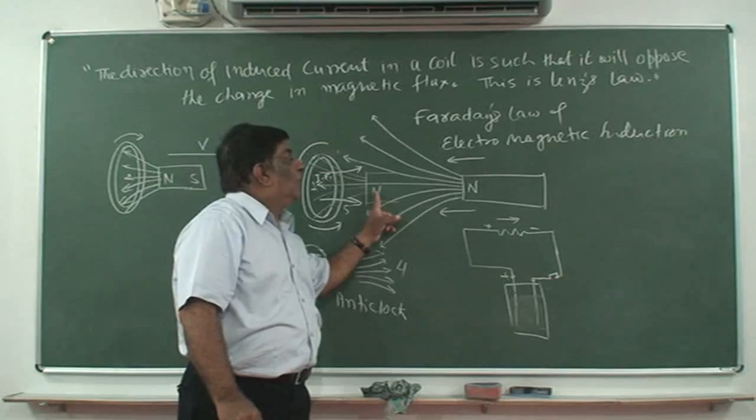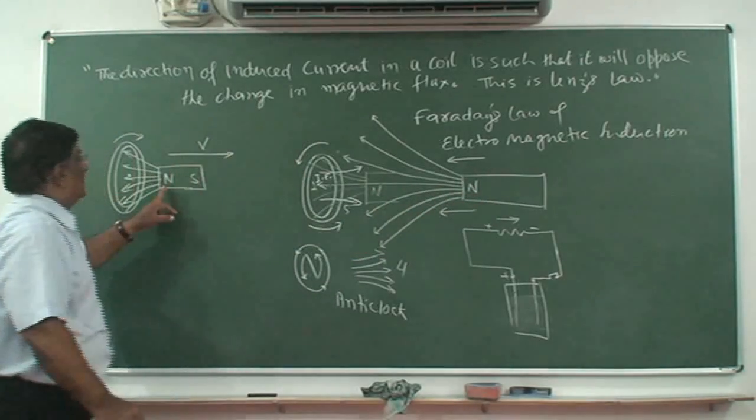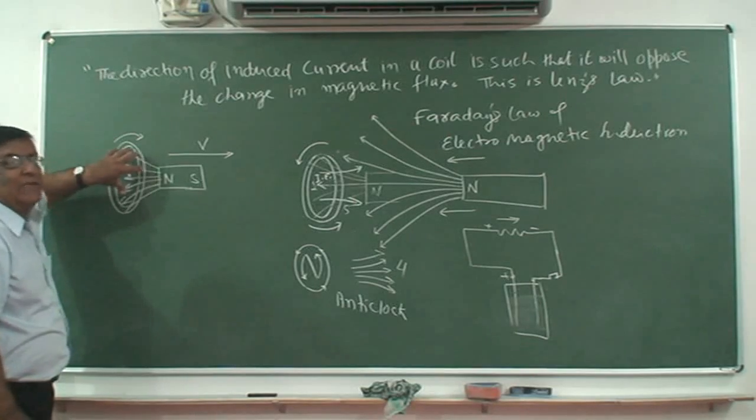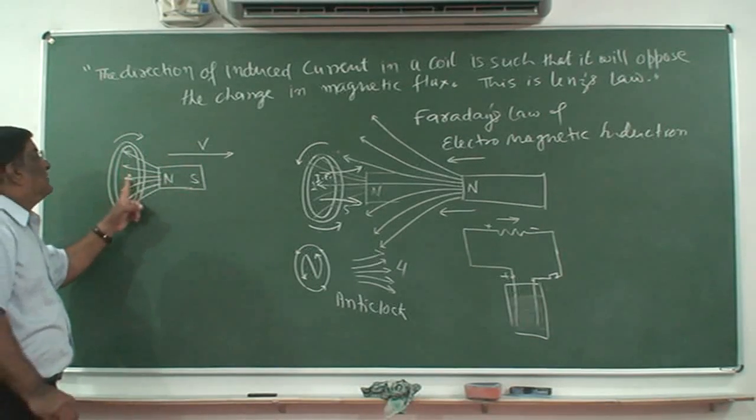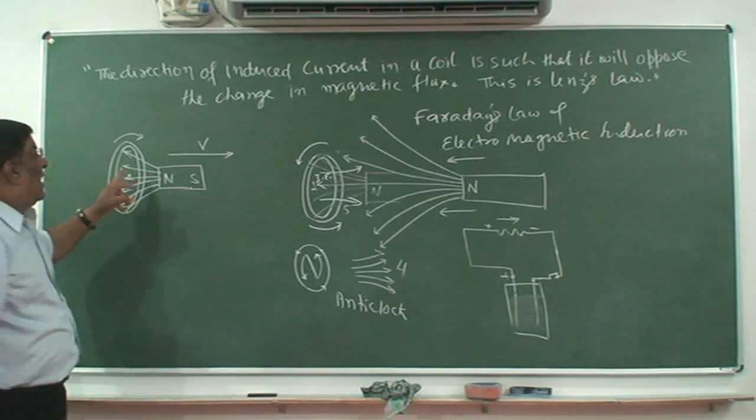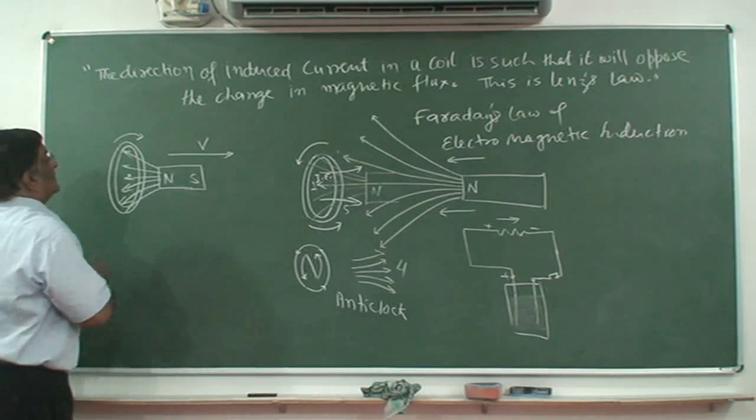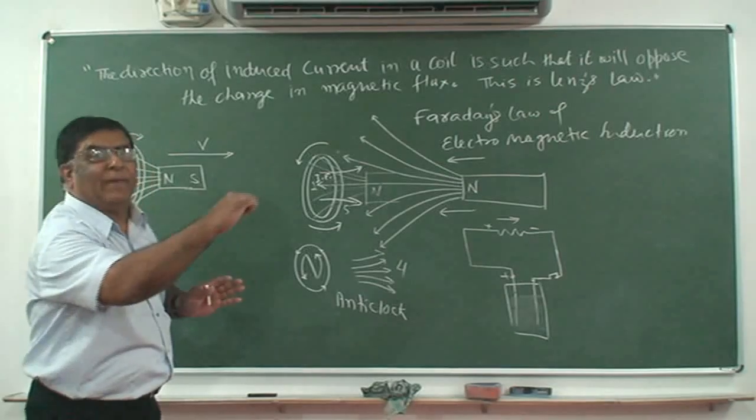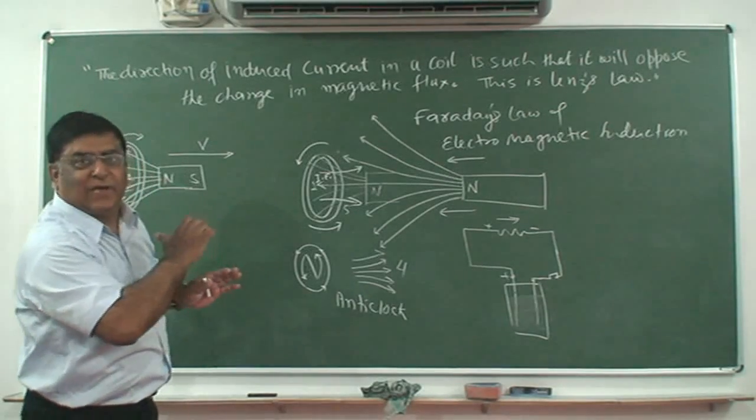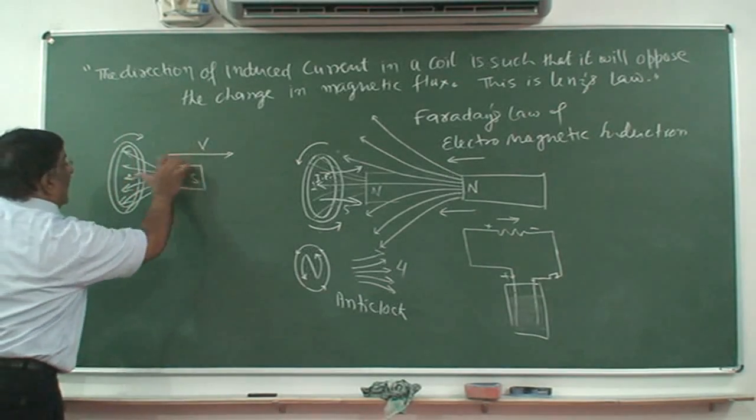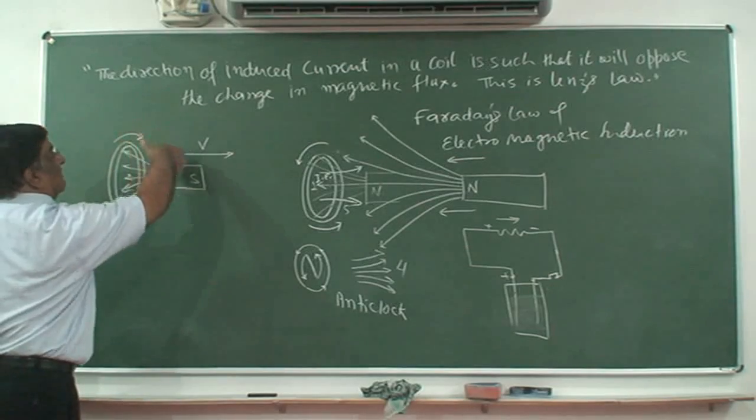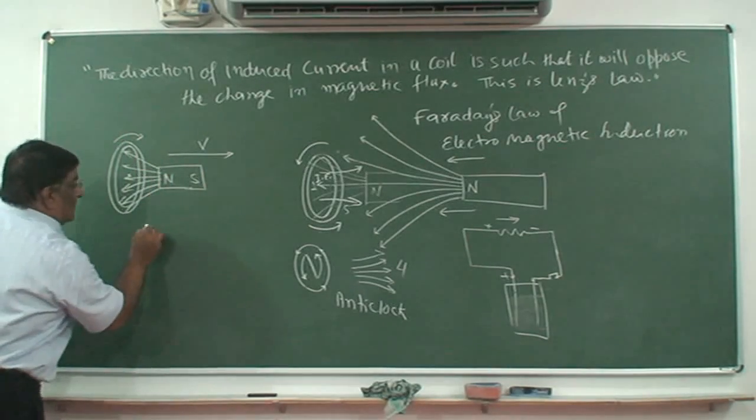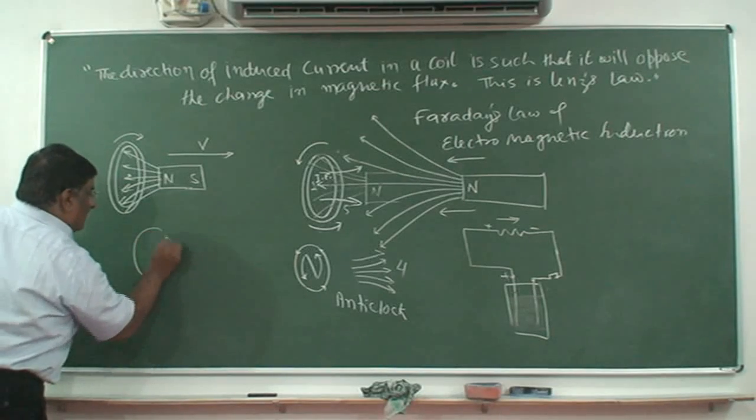Now, if this north is moving away, then the coil wants that it should not move away, so this will make a south pole. How will this make a south pole? In the south pole, what happens with respect to magnetic field? The magnetic field enters the south pole, and the current will be this way, that is clockwise. So we remember it this way.